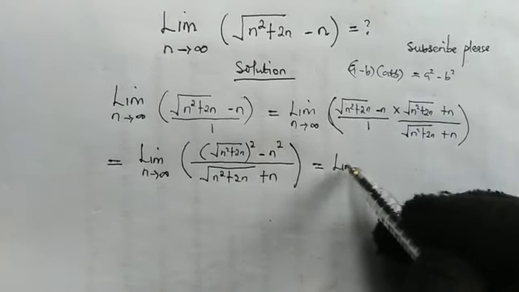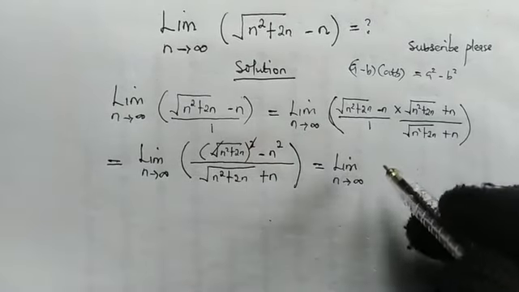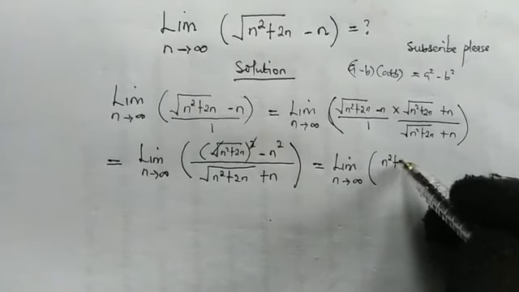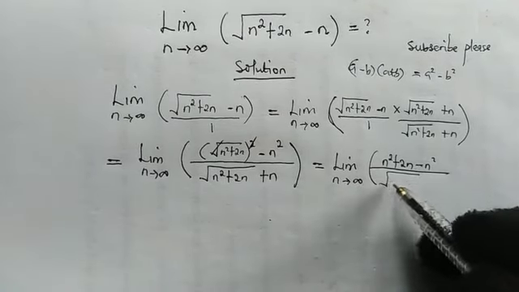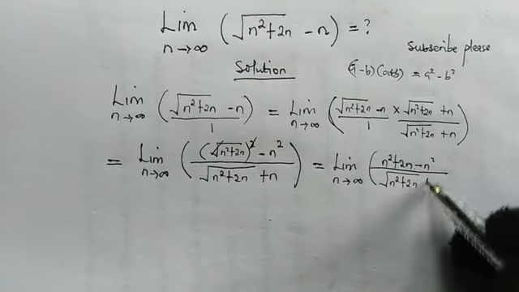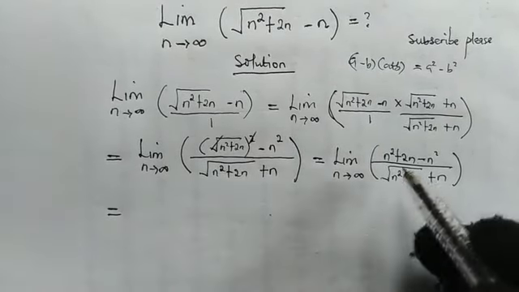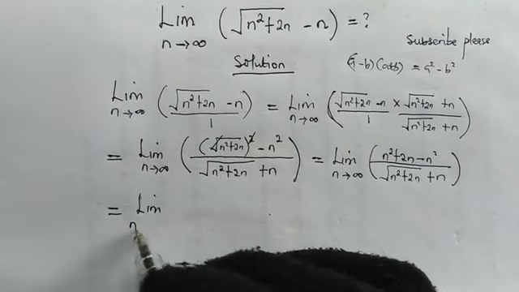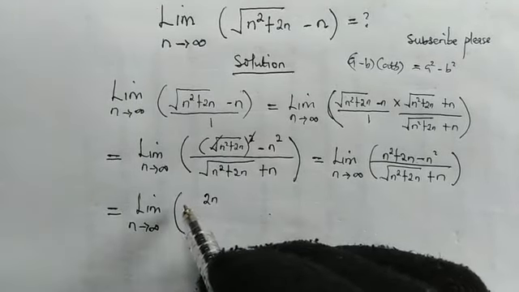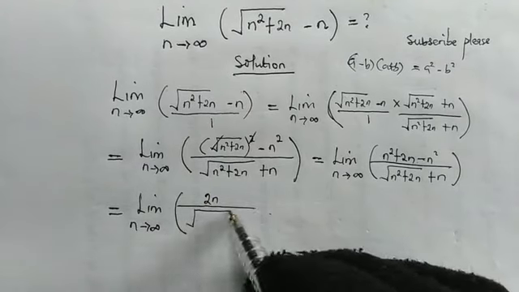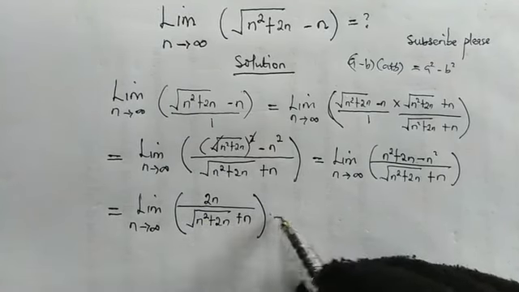So this is equal to the limit as n is approaching infinity. The square and square root cancel out. So up there we have n squared plus 2n minus n squared, all over the square root of n squared plus 2n plus n. So this is equal to the limit as n is approaching infinity of 2n over the square root of n squared plus 2n, then plus n.